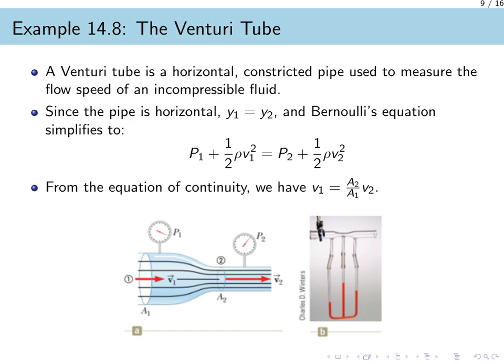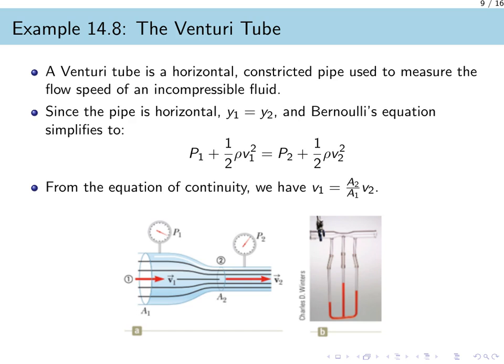Now let us look at a practical application of Bernoulli's principle called the Venturi tube, which is a clever device used to measure the speed of a flowing fluid. We start by applying Bernoulli's equation between 2 points, the wider section, point 1, and the narrower, constricted section, point 2. A key feature of the Venturi tube is that it is horizontal, meaning the height y1 is the same as the height y2. Because the heights are equal, the gravitational potential energy terms on both sides of Bernoulli's equation cancel out. This leaves a simplified relationship connecting only pressure and speed.